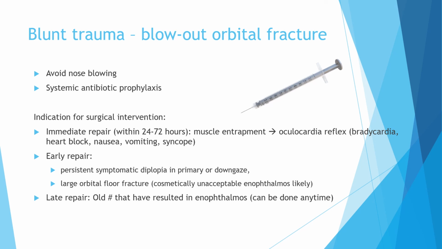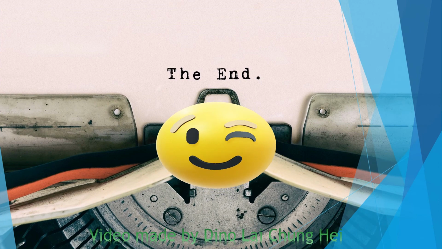Now, early repair is required if there is persistent diplopia in primary or down gaze, and also large orbital floor fracture. Late repair is possible if old fracture leads to anophthalmos. And that's it. Thank you.